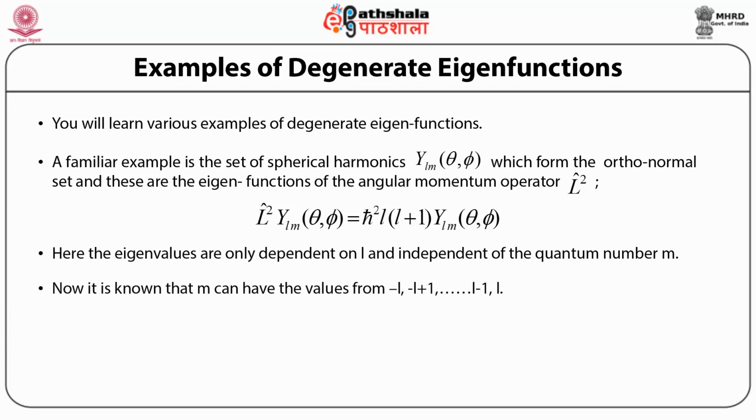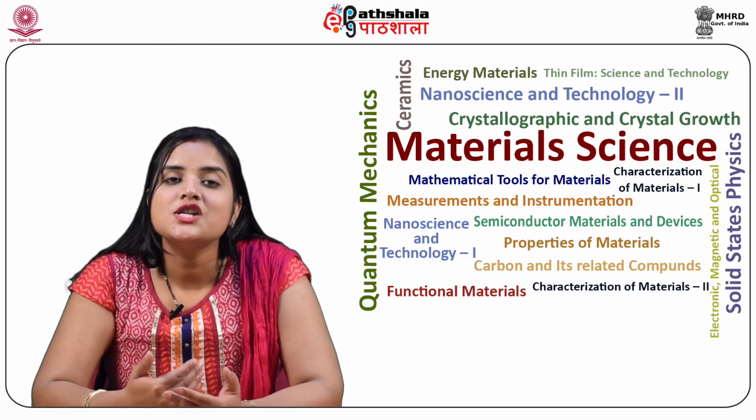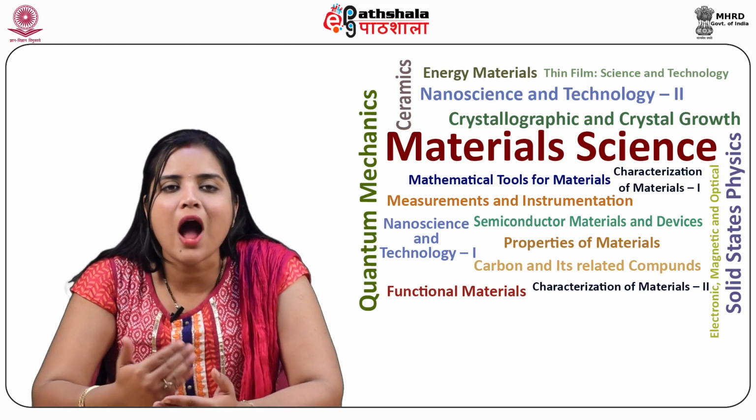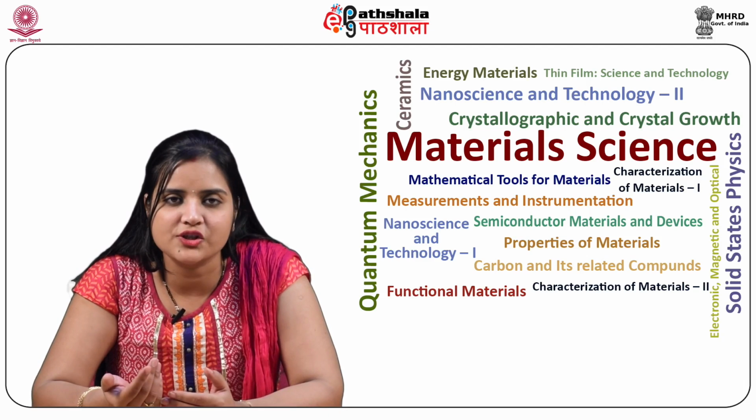Now it is known that n can have the values ranging from minus L to L, that is, it has 2L plus 1 values. It therefore gives 2L plus 1 different eigenfunctions for each value of L, and consequently the eigenfunctions are degenerate, having 2L plus 1 as the degree of degeneracy. Dimensions are known to have degenerate eigenfunctions of the Hamiltonian operator.